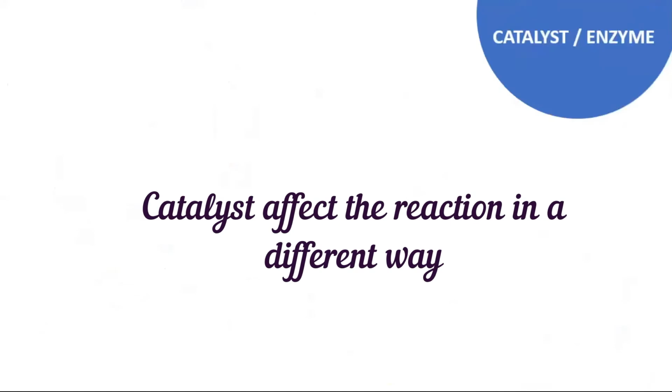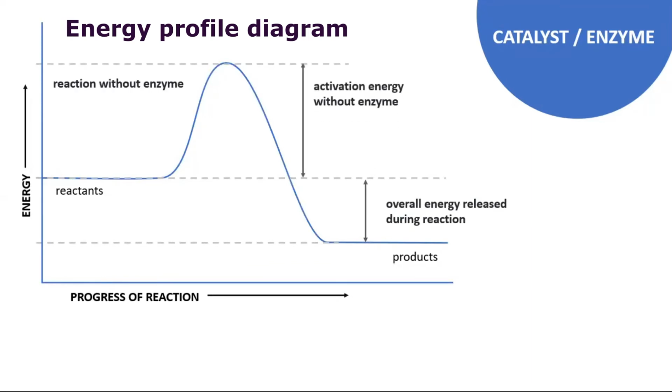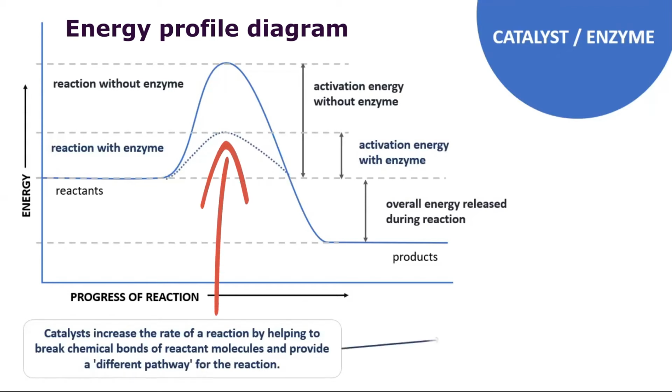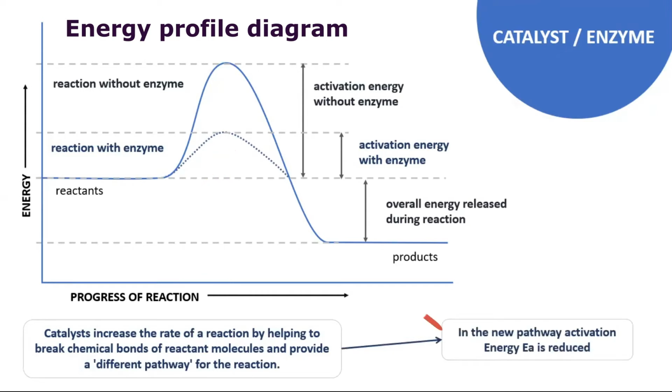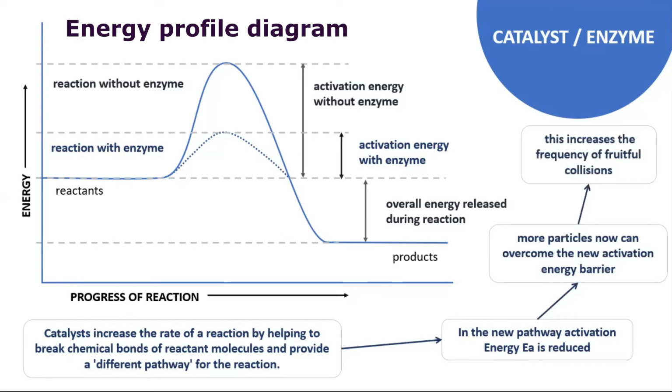Catalysts affect the reaction in a different way. In an energy profile diagram, we can see that reaction only happens after the reactant crosses the activation energy barrier. Catalysts increase the rate of reaction by helping reactant molecules to break their bond by providing an alternative pathway. In the new pathway, the activation energy is reduced. So more particles now can overcome the new activation energy barrier, which increases the frequency of fruitful collision. This is how catalyst can increase the rate of a reaction to great extent.